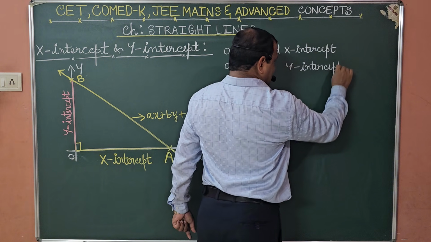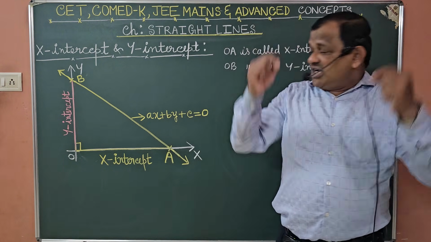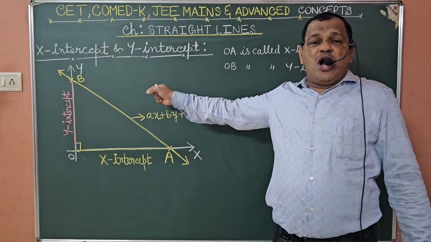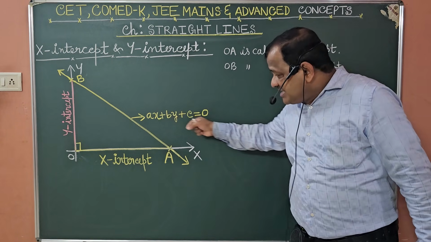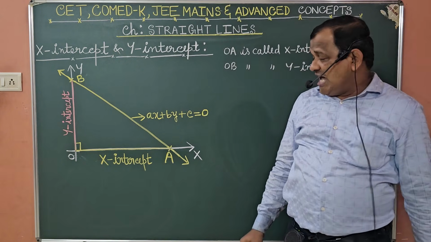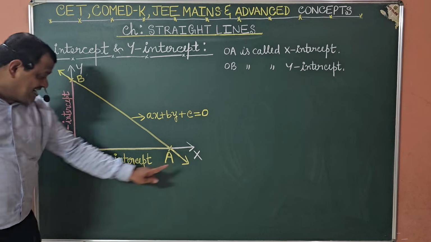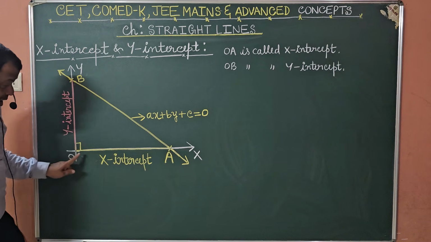Now, my dear students, that is easy to understand. I have drawn a straight line in the first quadrant, and easily you can see the x-intercept made by the line, the y-intercept made by the line, and this x-intercept is measured on the x-axis, which is positive, on the positive x-axis.